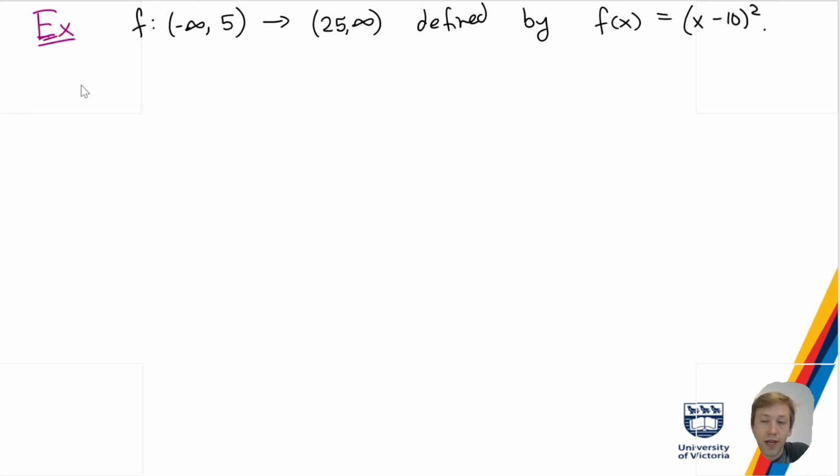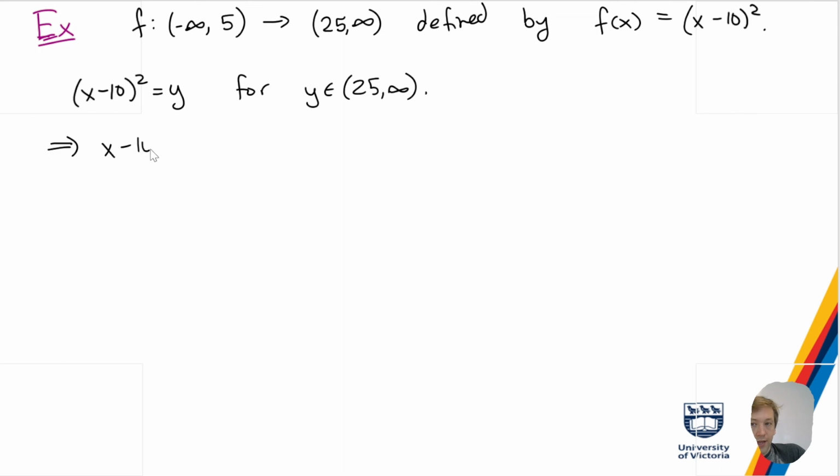So what I'm going to do again is I take (x minus 10) squared, I set it equal to y for y in the interval from 25 to infinity. So this tells me again that x minus 10 is plus or minus the square root of y. But now we have to think about, is it minus or is it plus? Okay. Last time we knew that x was at least 10, so we were able to take the positive side here.